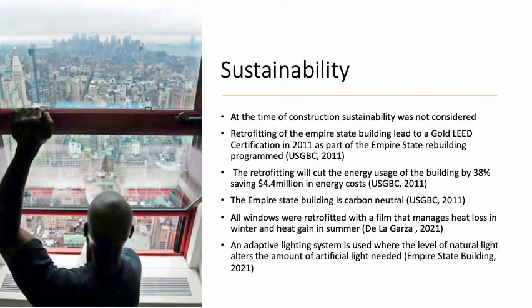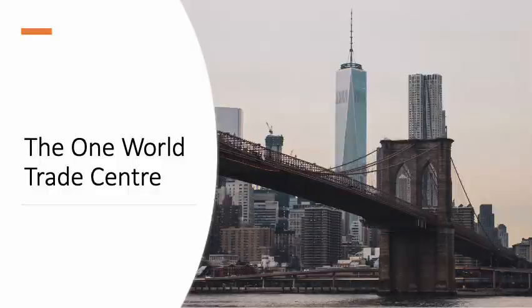So the retrofitting has cut the energy use of the building by 38%, saving $4.4 million in energy usage. Now, as can be seen on the left, here is a worker installing new windows, and that was a really important part of the retrofitting. All windows were actually retrofitted, but with a film that manages heat loss. 96% of the previous windows materials were reused.